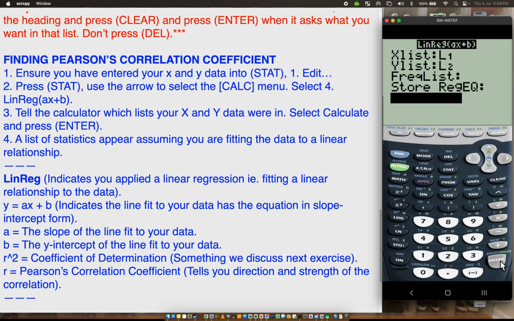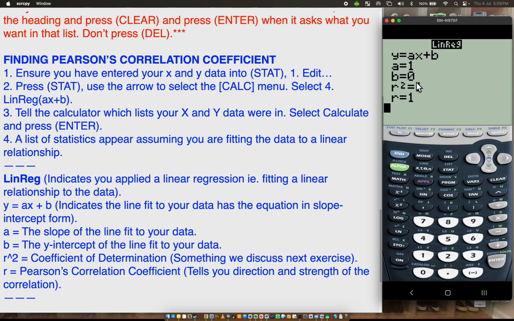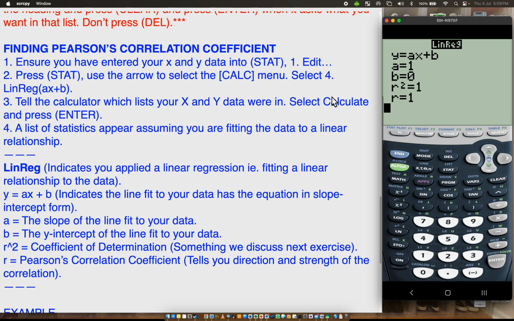And then you select calculate and you press enter, and there it tells you a list of statistics. They appear assuming you're fitting the data to a linear relationship. So the heading there, linreg, is telling you that you tried to apply a linear regression, which is fitting a line relationship. This y is equal to ax plus b indicates that the line it tried to fit to the data has the equation in slope-intercept form, which you were taught in topic 2.